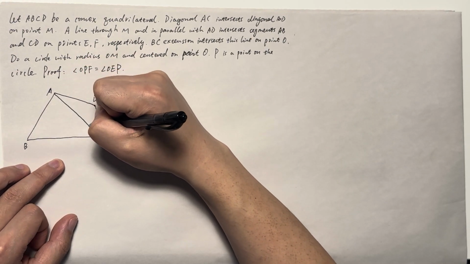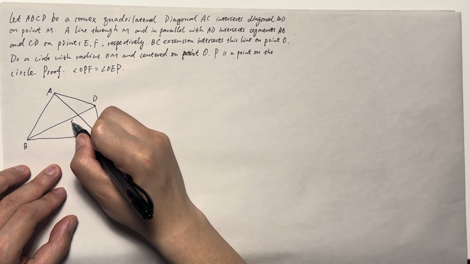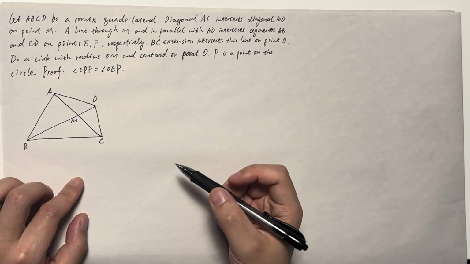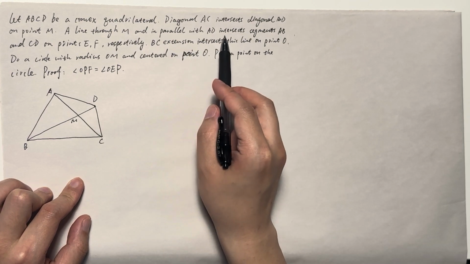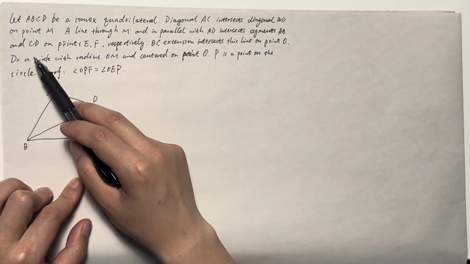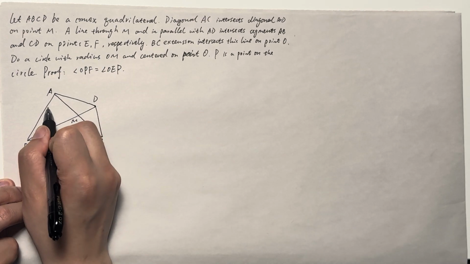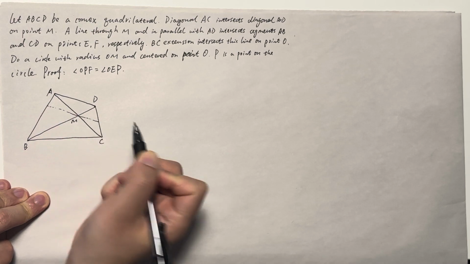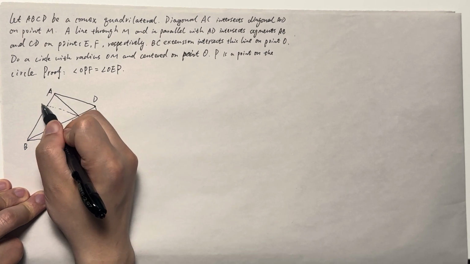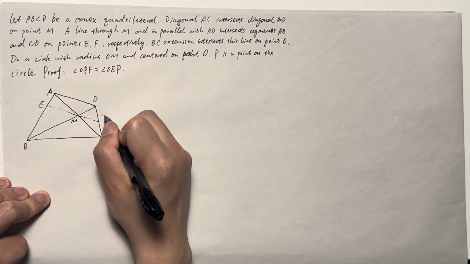So AC intersects BD at point M. A line through M parallel with AD intersects segments AB and CD at points E and F respectively. So we draw a line through M parallel with AD. So this is E, this is F.